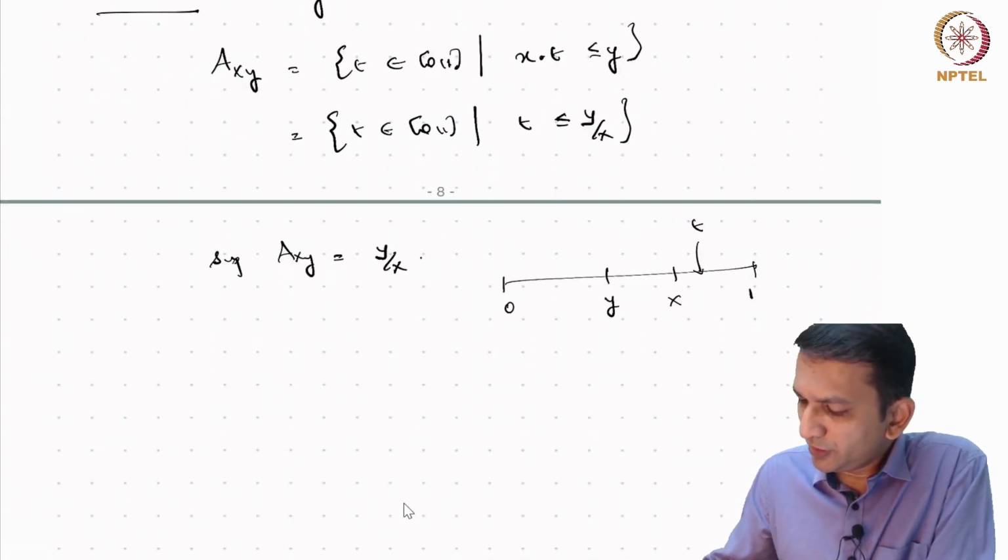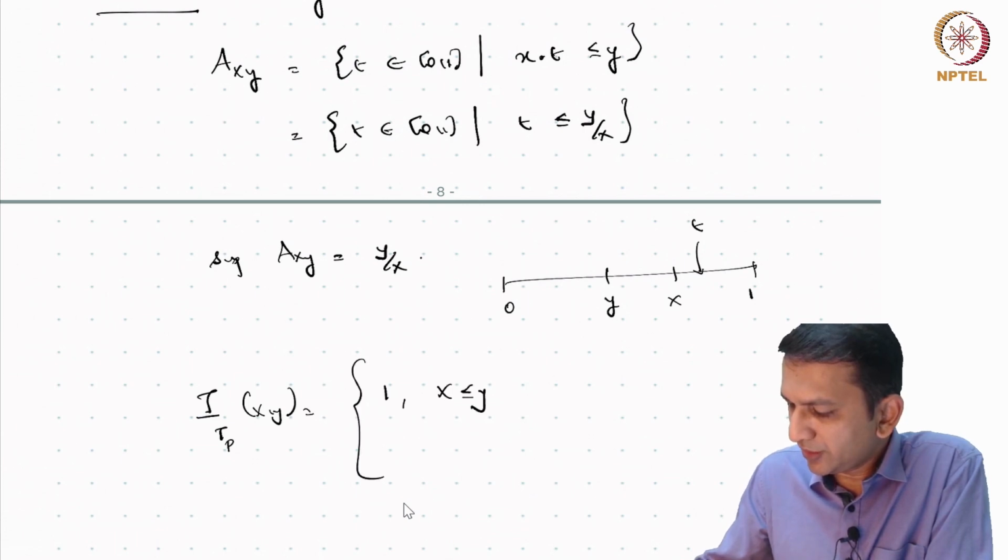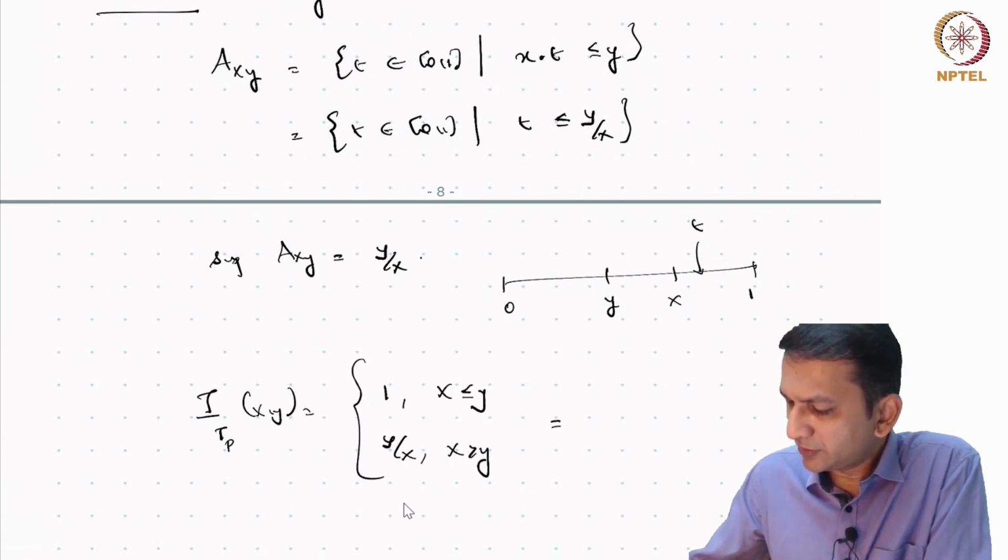So if you were to put these two together, for the product t-norm, what we have is this: 1 if x is less than or equal to y, and y by x if x is greater than y. This is nothing but the Goguen implication as we know it.